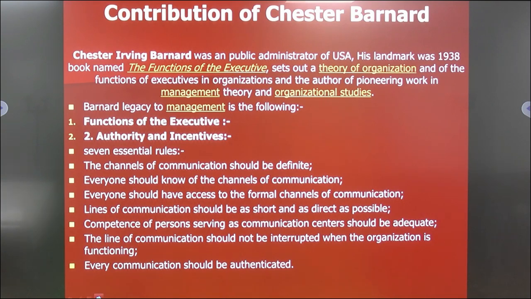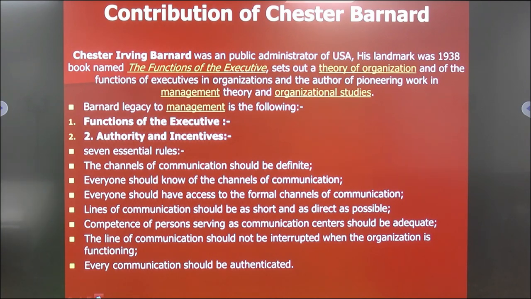Number two, everyone should know of the channel of communication. Number three, everyone should have access to the formal channels of communication. Number four, lines of communication should be as short and direct as possible. Next one, competence of persons serving as communication centers should be adequate. The line of communication should not be interrupted when the organization is functioning. This was the second last. And the last one is, every communication should be authenticated by someone. Without authentication, no communication is allowed in a formal kind of organization. So these are the seven very important pillars given by Bernard for the organization.